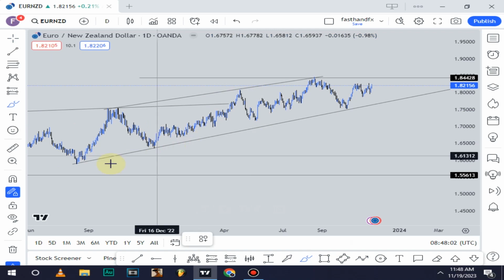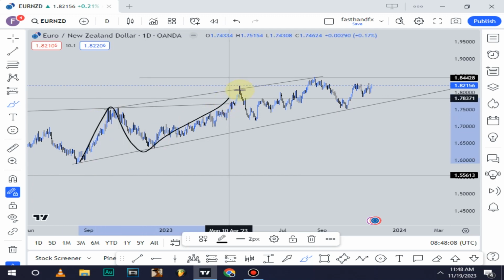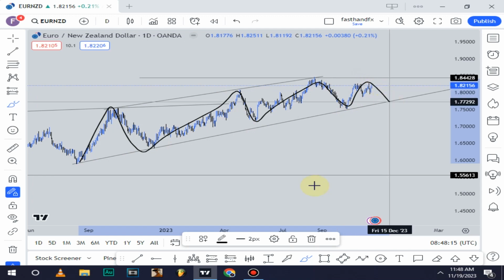For an easy interpretation, guys, I like to use my drawing tool or the brush tool. All right, so this is an impulse, correction, impulse, correction, impulse, correction. So this might be somehow impulse. So after that, probably you might get that correction.